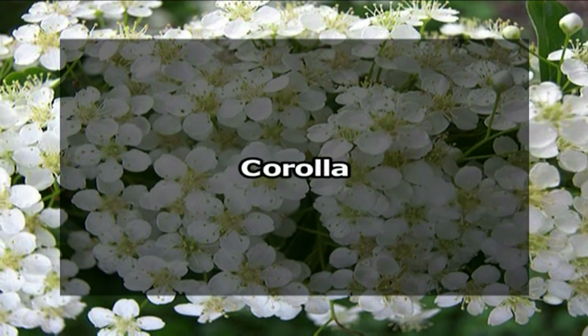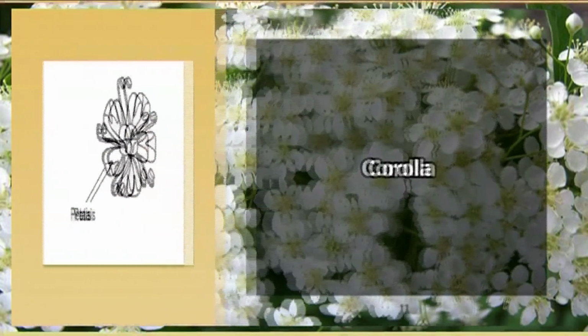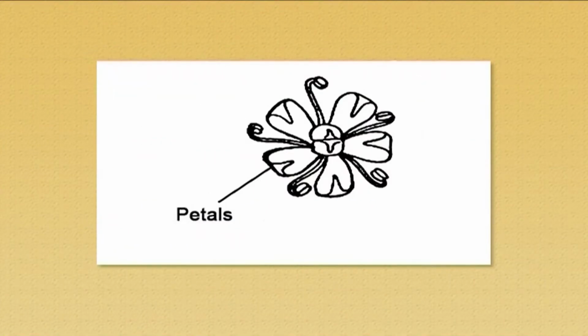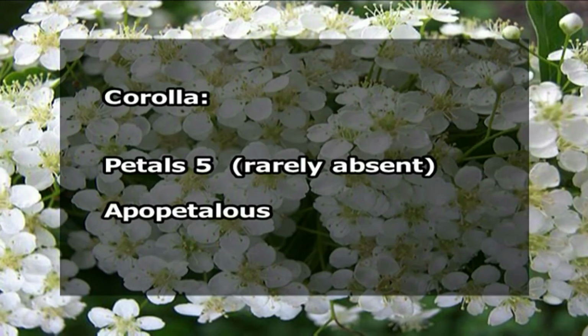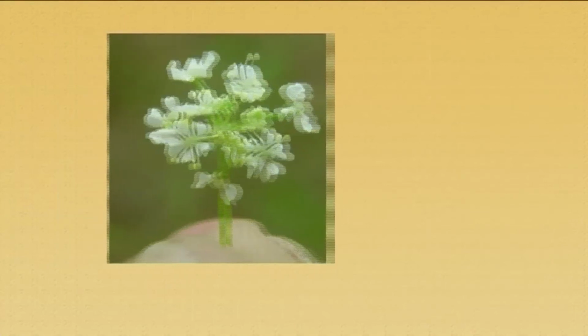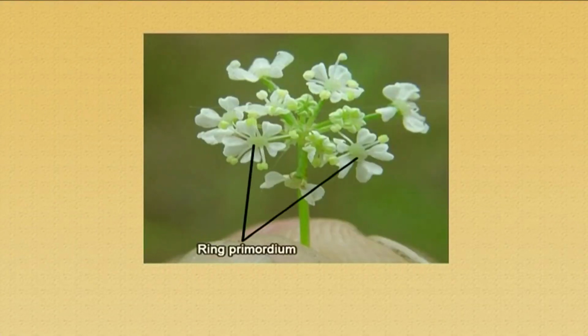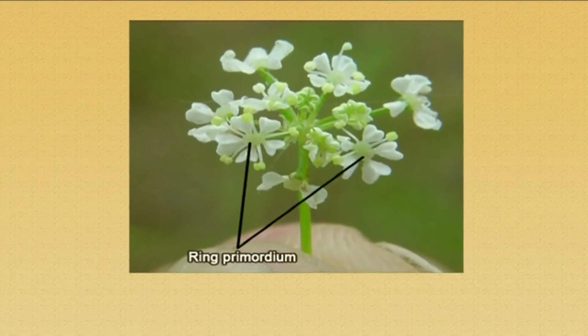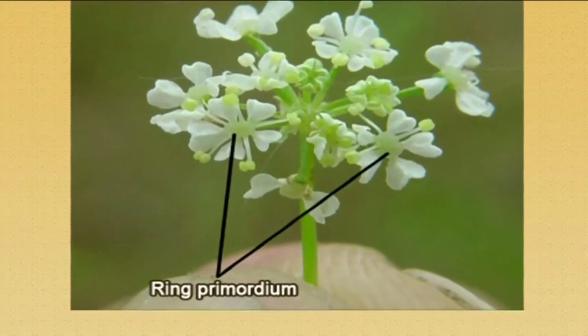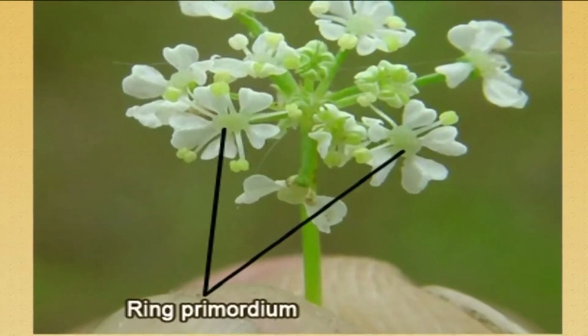Now the second whorl, what we call the corolla. Corolla comprises the petals, and the number of petals in Apiaceae flowers is 5. But we have some instances where the petals are completely absent. These petals again are apopetalous and they develop from a ring primordium. Usually they are inflexed and they show an aestivation called valvate.